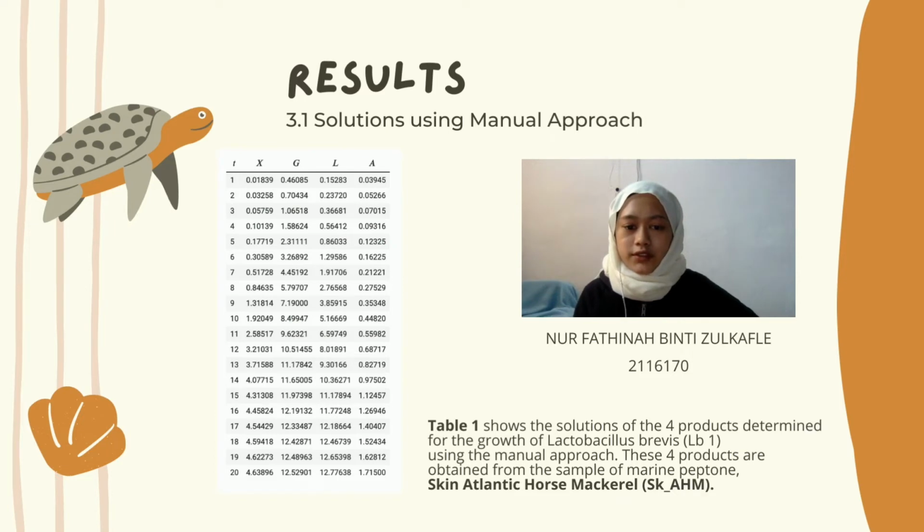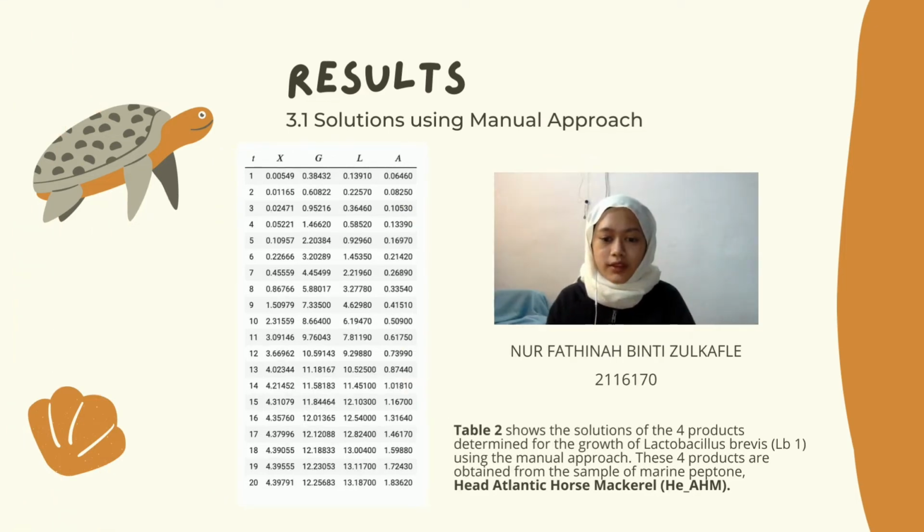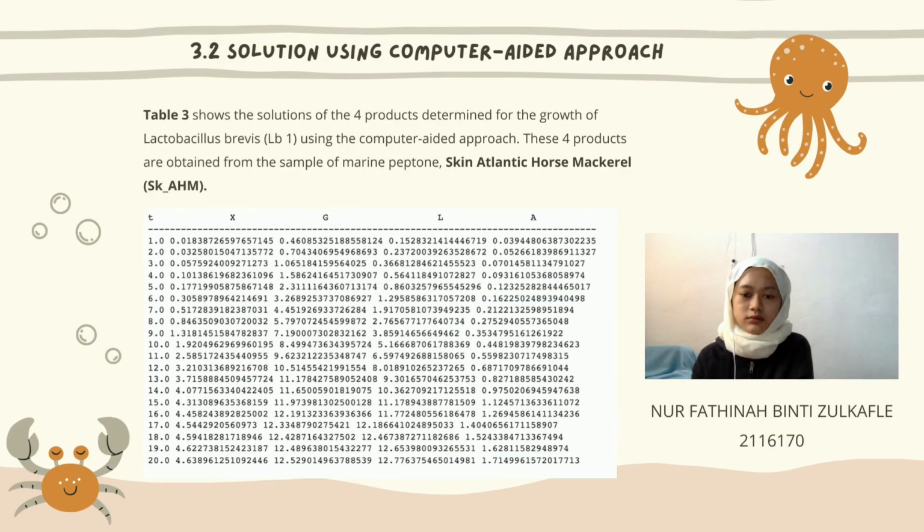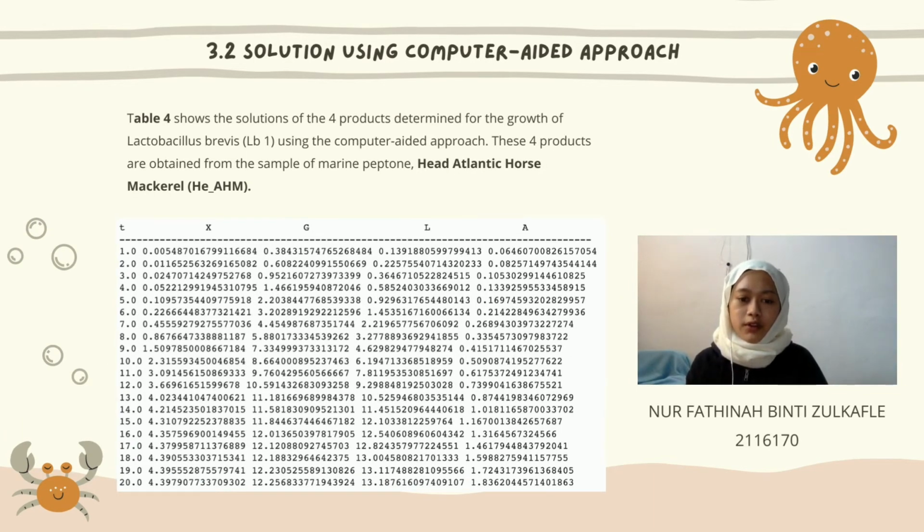For results, the first table, table 1, is the result for skin Atlantic horse mackerel using the manual approach. Table 2 is the result for head Atlantic horse mackerel using the manual approach. Now, table 3 is the result for skin Atlantic horse mackerel but using the computer-aided approach. Now, table 4, our last table for this slide, is the result for head Atlantic horse mackerel but using the computer-aided approach. And after we compare, both the computer-aided and manual approach yield the same answer.